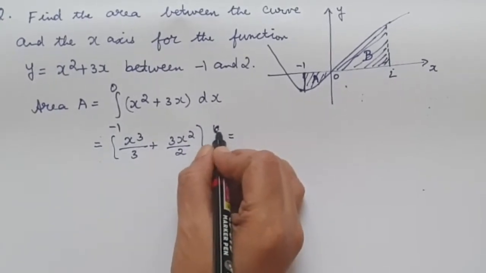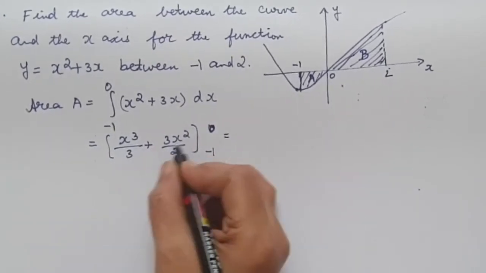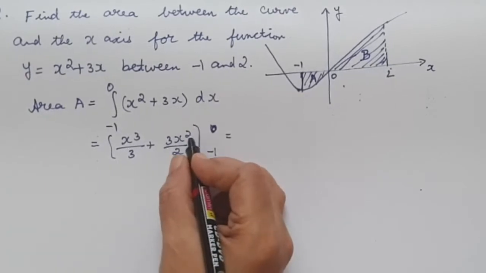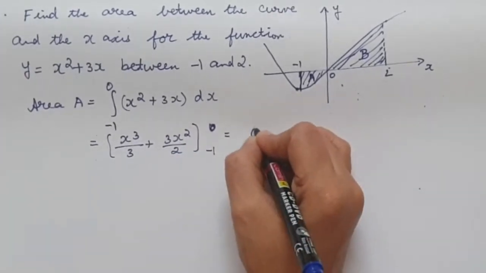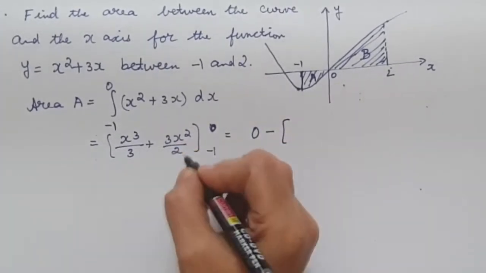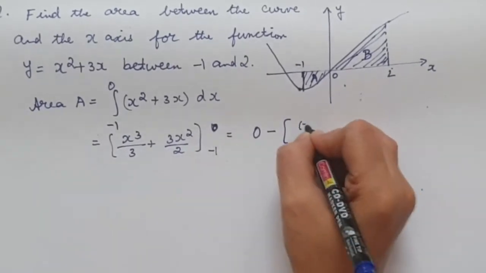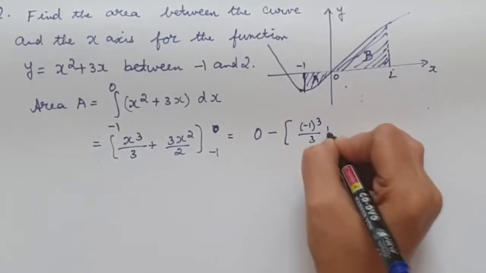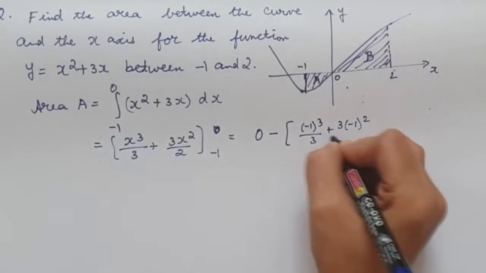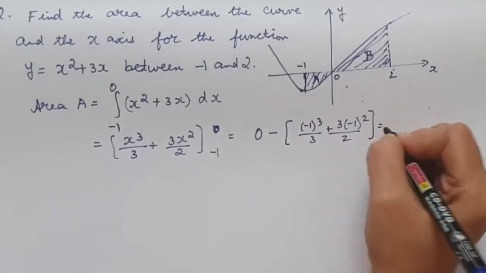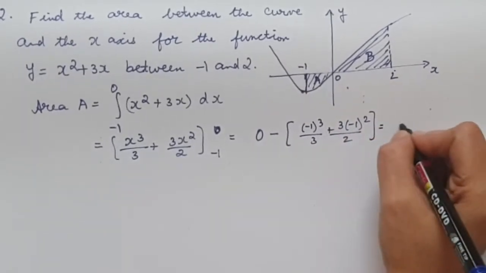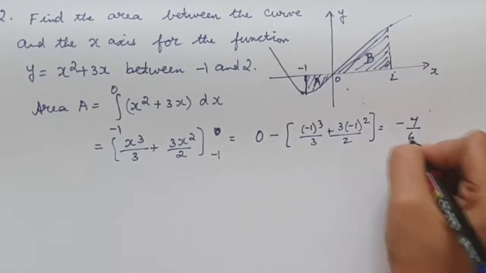Now when we substitute our upper value 0, 0 divided by 3 is 0. Then 3 into 0 squared divided by 2 is also 0. So 0 minus, we'll substitute our lower value. So -1 cubed over 3 plus 3 into -1 squared over 2. When you simplify it, you'll get the answer as -7 over 6.